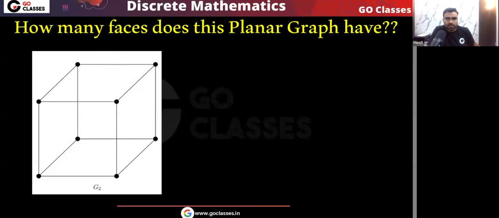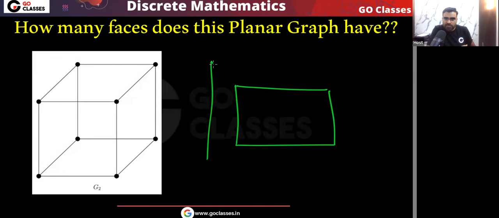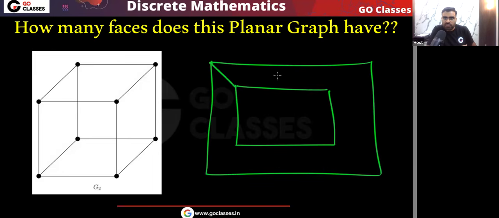Tell me, what is the number of faces in this graph? In this graph, how many faces do I have? First you consider the planar representation. This is not the planar representation. First you create a drawing without edge crossing. So let me create this drawing without edge crossing. Now you can easily count the number of faces.